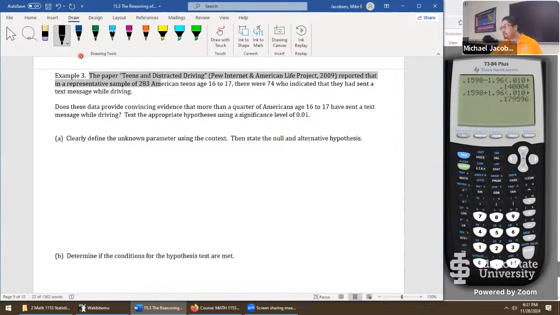Idaho's a weird state. So we have a sample size of 283 American teenagers.